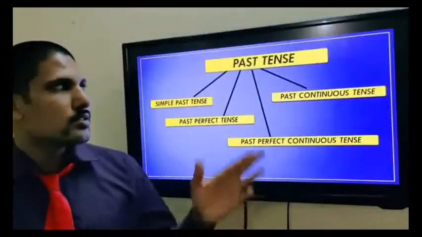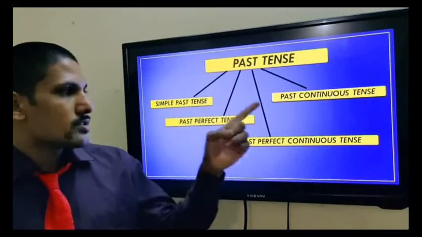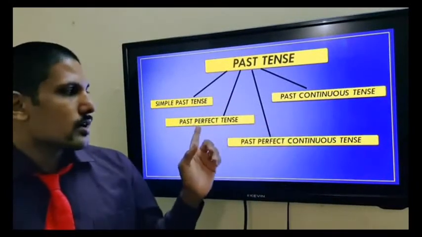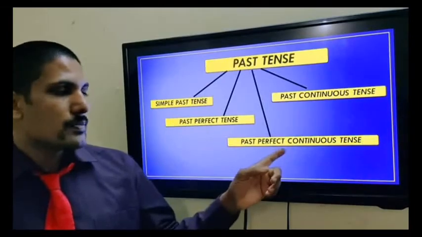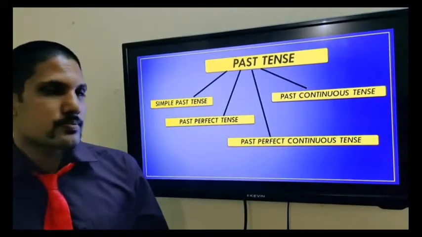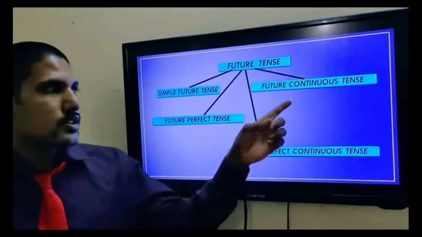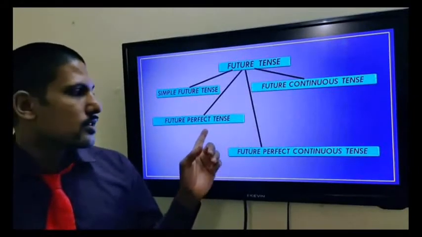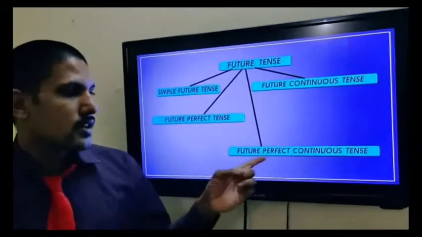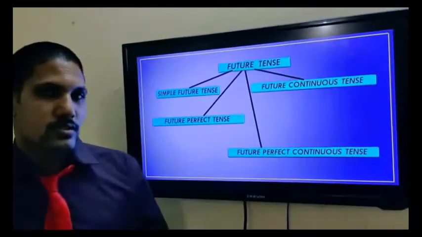Past tense: simple past tense, past continuous tense, past perfect tense, and past perfect continuous tense. Future tense: simple future tense, future continuous tense, future perfect tense, and future perfect continuous tense.